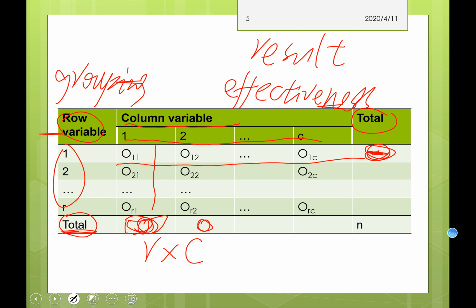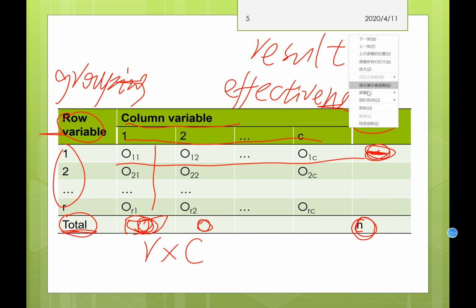Okay, so here we can notice that this is a special number in the right corner. We use the little n to represent this number. So what is n? We may think that n means the sample size. Yes, that's right, n is the sample size. But please notice that n is the summation.